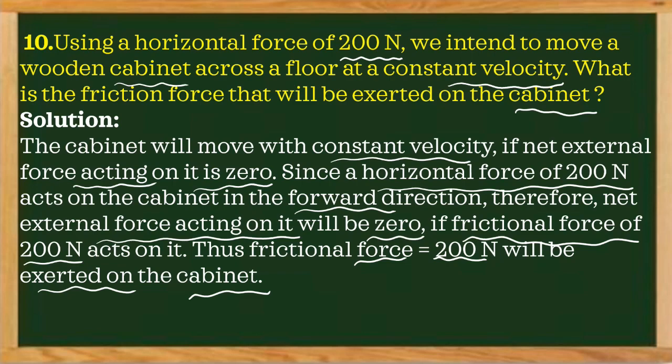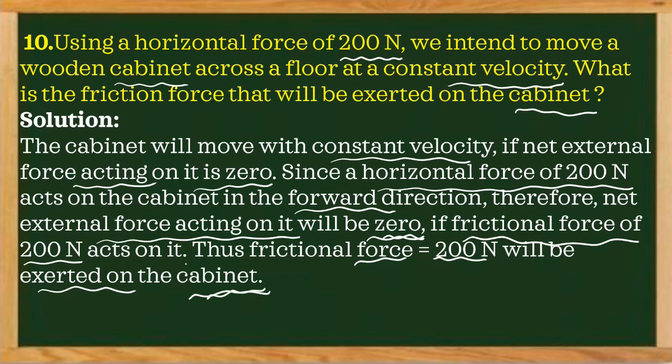The same force is exerted on the cabinet. Why? Because the cabinet will move with a constant velocity. Here, when it moves with a constant velocity, the net external force is 0. So, a horizontal force of 200 newtons acts on the cabinet in the forward direction. So, the net force acting on it is 0. If the frictional force of 200 newtons acts on it, thus how much force is exerted on the cabinet? The same force, 200 newtons, will be exerted on the cabinet.